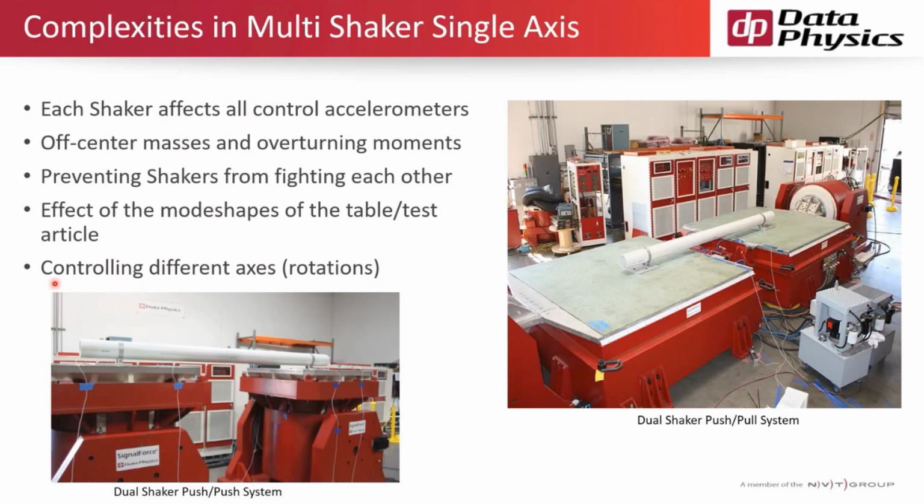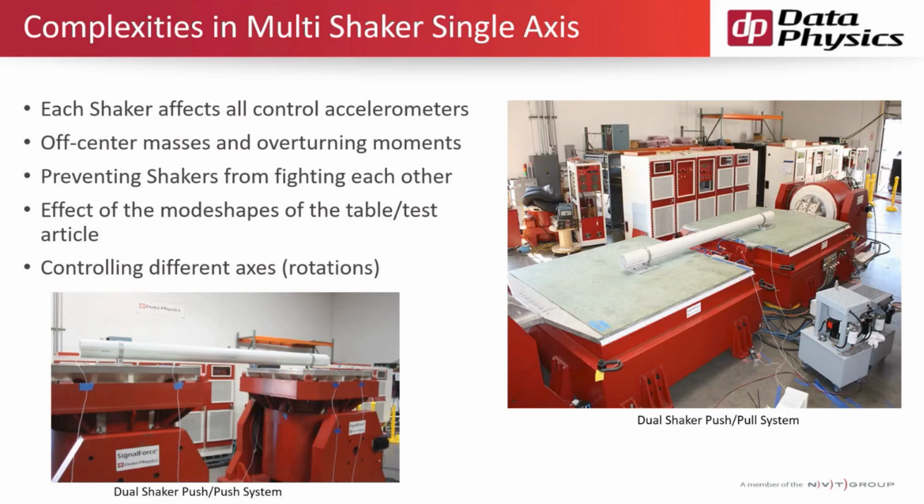And the last complication I'm going to go over in this presentation is controlling multiple axes at the same time. And this is easily visible in this configuration here on the left, the push-push configuration. What happens if one shaker is moving up while the other shaker is moving down? That would mean that this test article is rotating. And what are the repercussions of that? Why would you want to prevent that from happening?